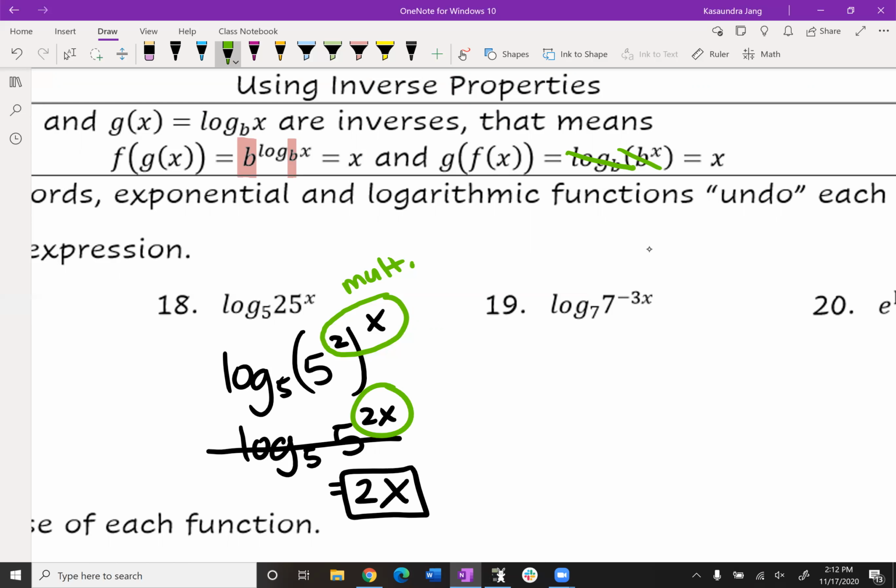All right. And then let's look at number 19 here. I've got a log base 7. My exponential has a base of 7. So they actually already have the same base. I can be done with those and just have a negative 3x for my final answer.